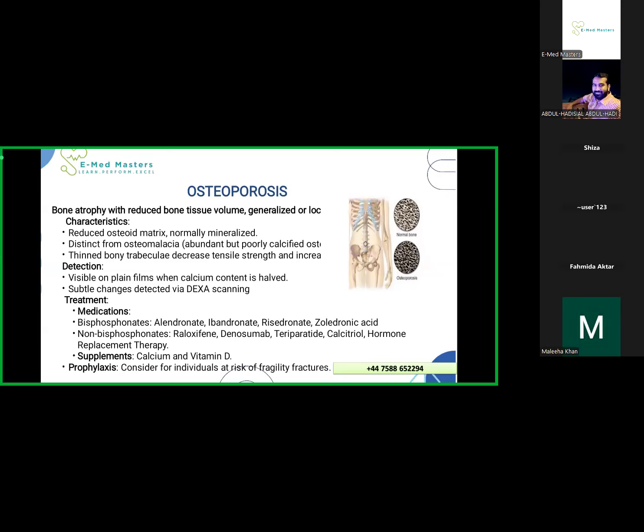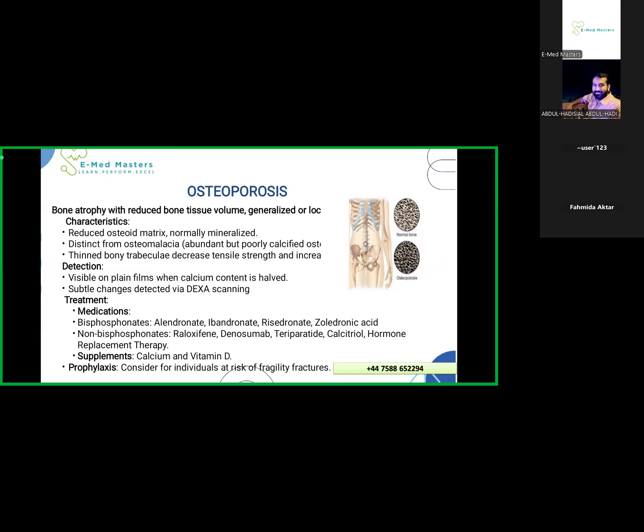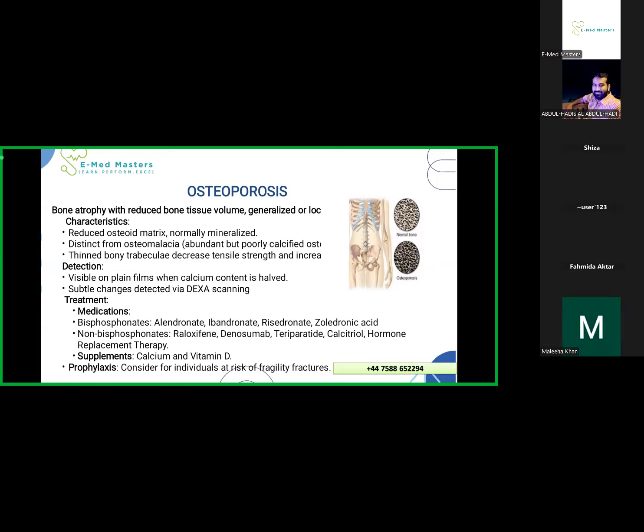And how will you identify the patient? Simply, you can see the X-rays, and you will see that the bone quality is decreasing. The calcium content is half. The basic gold standard investigation for osteoporosis is the DEXA scan. So you can order a DEXA scan to see whether osteoporosis is happening or not.